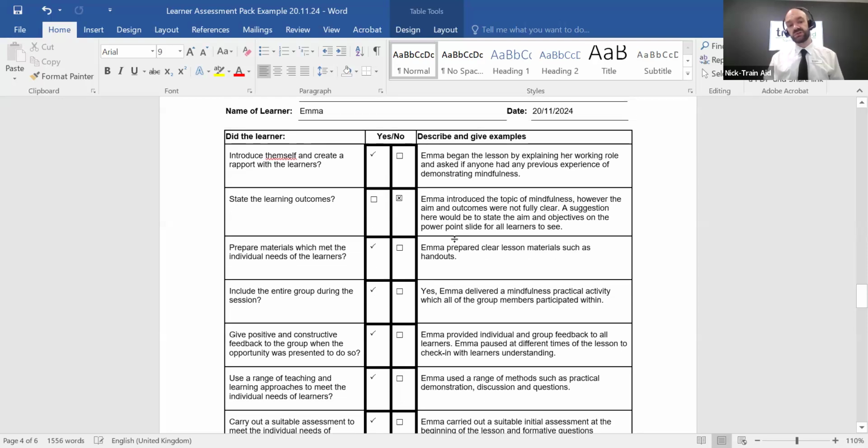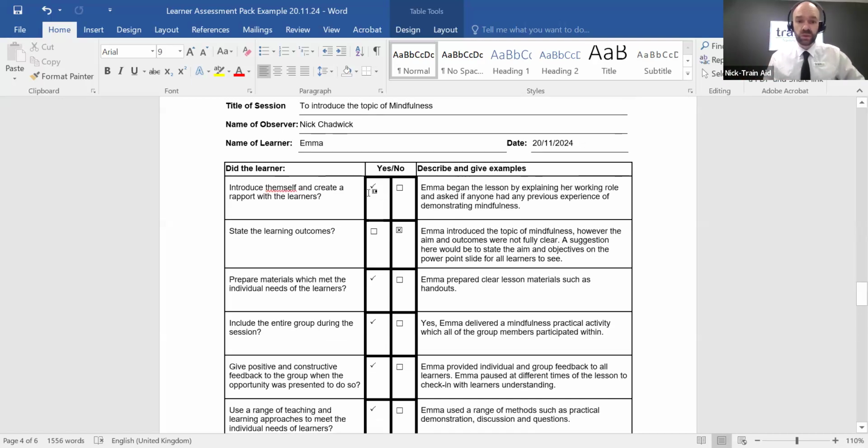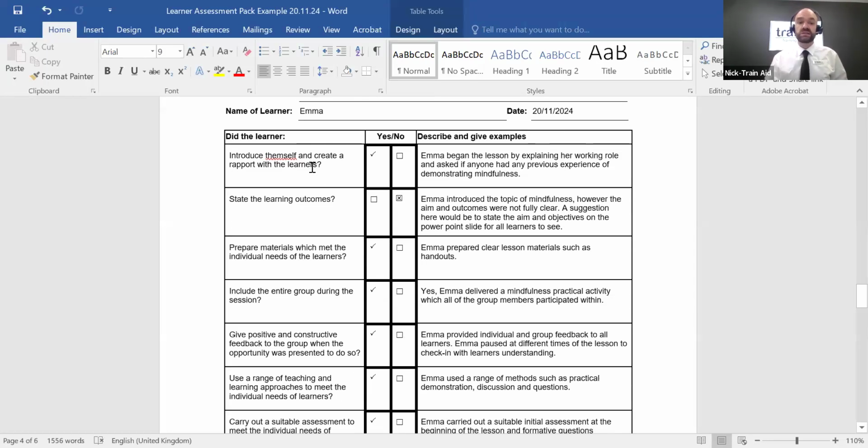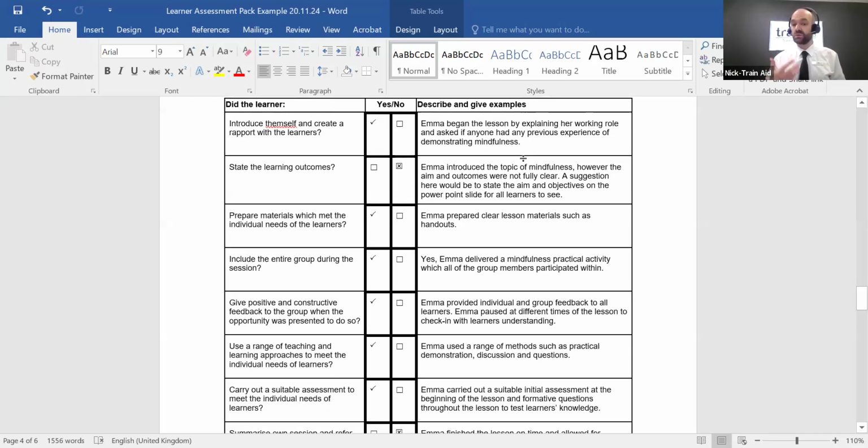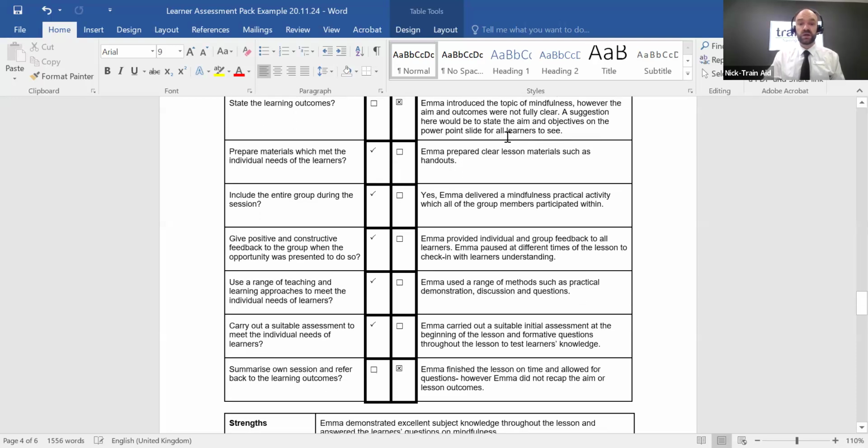Okay, so once again, just to go through the criteria and my own description on what my thoughts were when observing Emma. So this topic was on mindfulness. Okay, so number 1, did the learner introduce themselves and create a rapport with the learners? I put yes. So Emma began the lesson by explaining her role and asking if anyone had any previous knowledge of mindfulness, and if anyone's demonstrated this within their working role and their own personal lives as well.